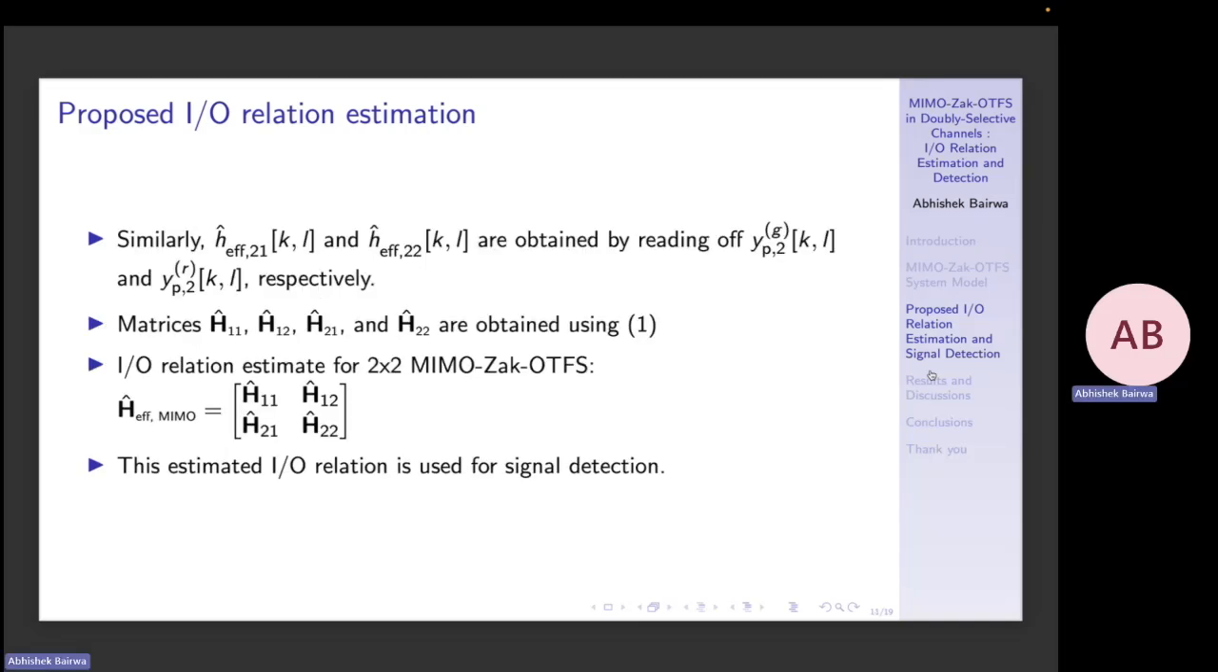Once we have H effective 11 and H effective 12, we can similarly use the received pilot frame at receiver 2, and we can get H effective 21 and H effective 22. By using H effective 11, H effective 12, H effective 22, and H effective 21, we can construct the effective channel matrices H11, H12, H21, and H22 using equation 1 from the previous slides. We can then stack them up and obtain the H effective MIMO for this 2 cross 2 MIMO Zak-OTFS. This is the estimated IO relation that we will use for signal detection.